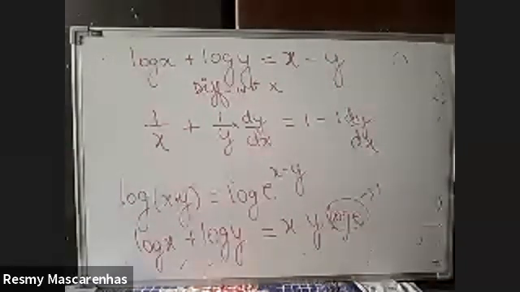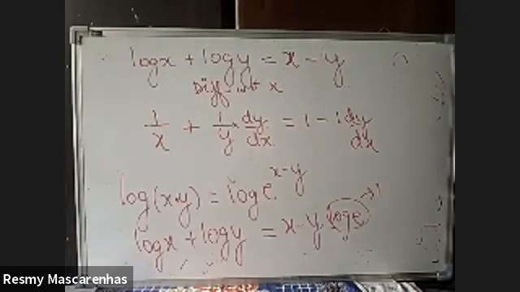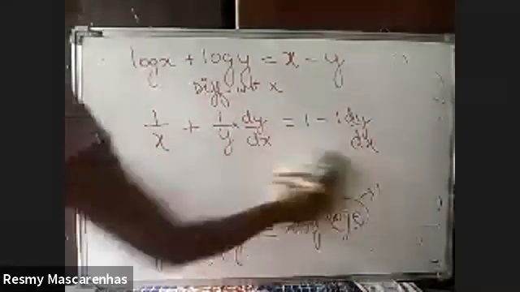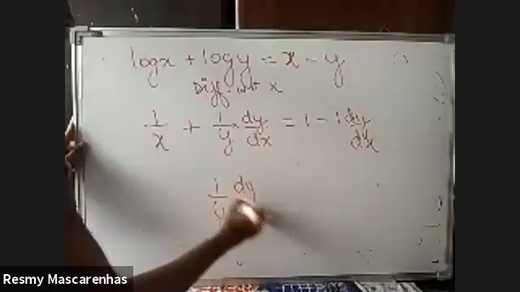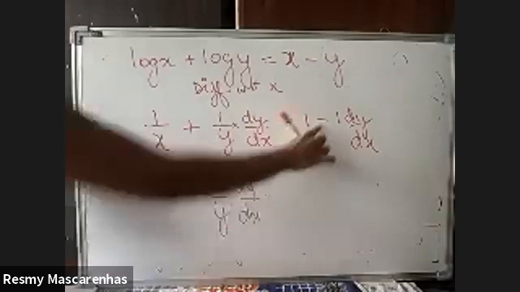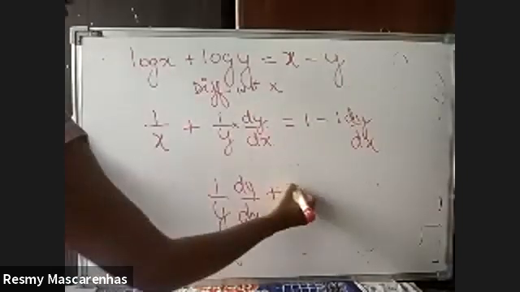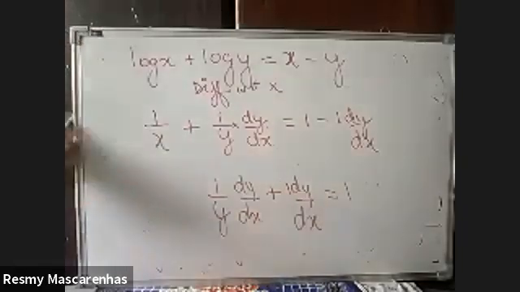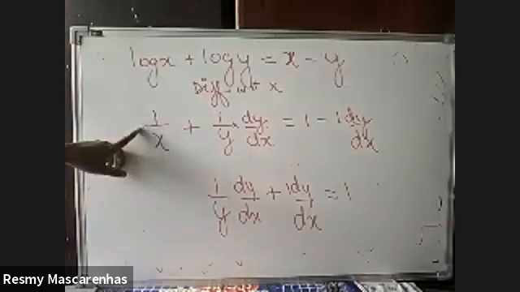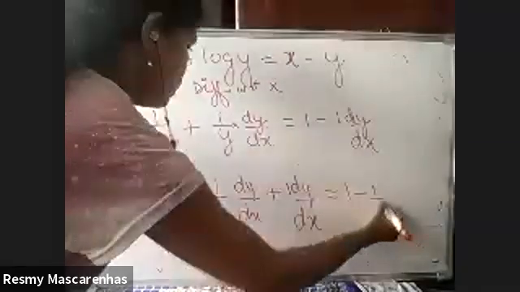Now bring the dy by dx terms on one side, and the remaining terms you take on the other side. So minus, if I bring this side, it will become plus. This 1 plus dy by dx is plus this side. I'm taking the other term on the other side. So it will become minus 1 by x.